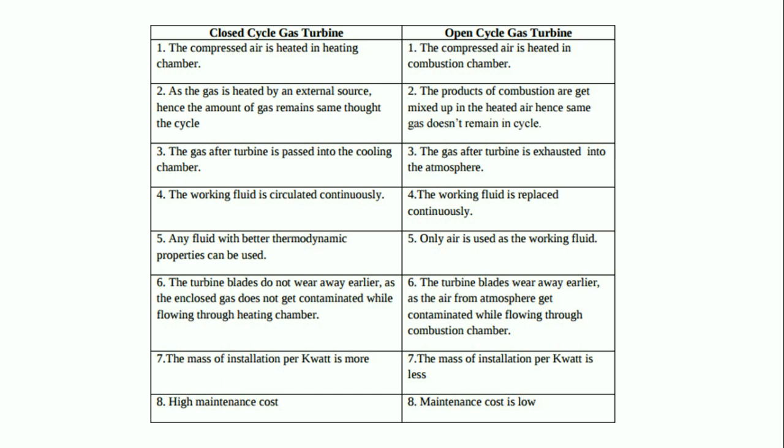In a closed cycle, we can use a fluid with better thermodynamic properties, whereas only air is used in an open cycle. In a closed cycle the turbine blades do not wear away early, whereas in case of an open cycle, they wear out easily. The mass of installation per kilowatt is more in case of closed cycle, it is less in case of open cycle. High maintenance is required for the closed cycle, less maintenance is required for the open cycle.